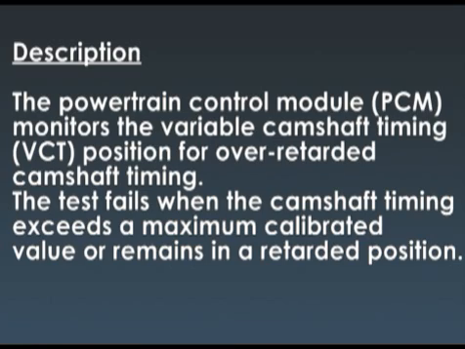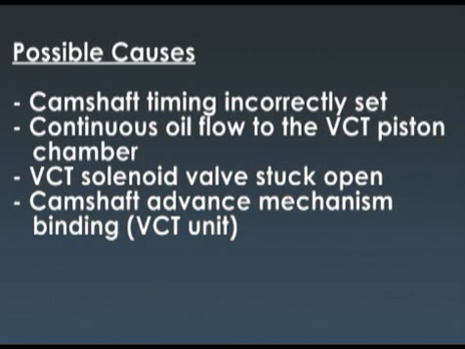The description of this code is that the powertrain control module monitors the variable camshaft timing position for over-retarded camshaft timing. The test fails when the camshaft timing exceeds a maximum calibrated value or remains in a retarded position. Some of the possible causes for this are the camshaft timing incorrectly set, continuous oil flow to the VCT piston chamber, VCT solenoid valve stuck open, or camshaft advance mechanism binding in the VCT unit itself.